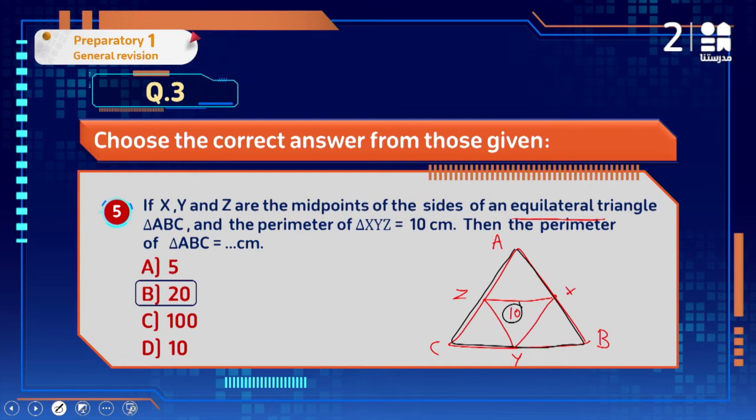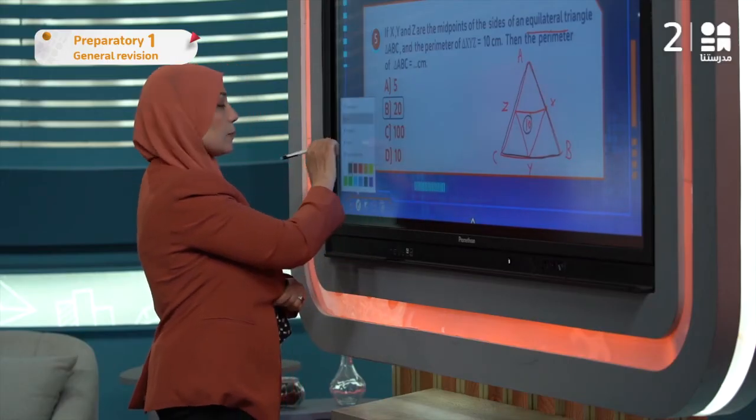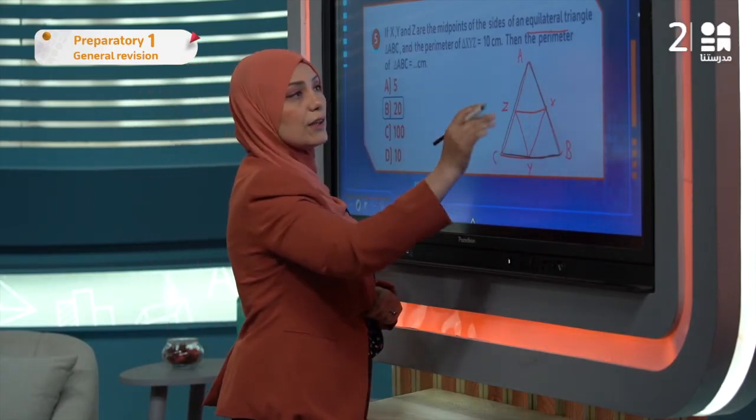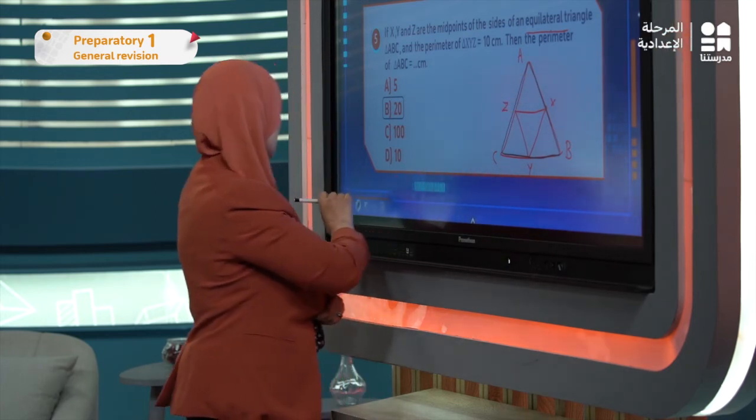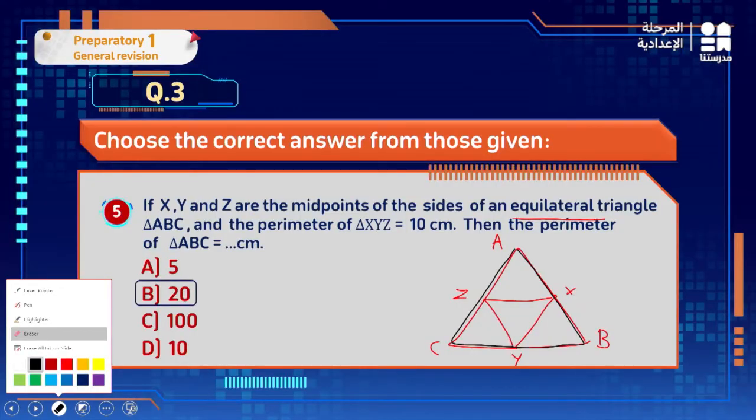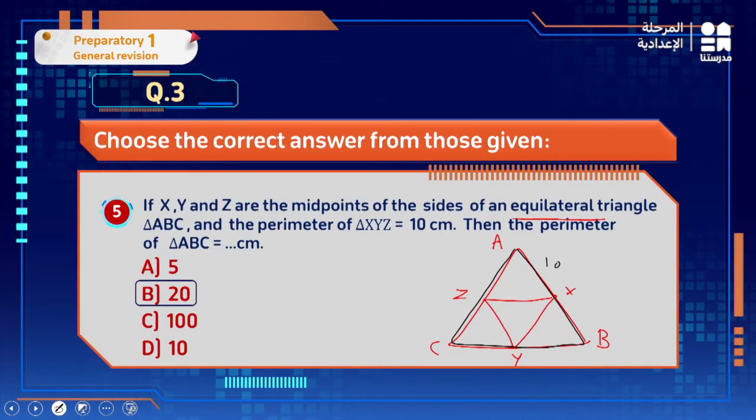What if I give you the big one is 100? The perimeter of the big one is 100. So the small one, the perimeter of XYZ, will be 50. Don't forget the relationship between the two triangles.